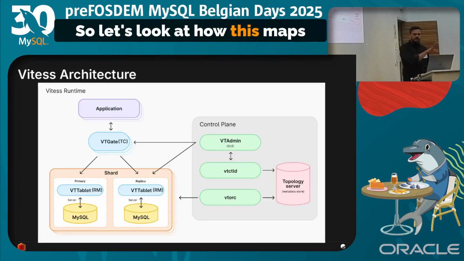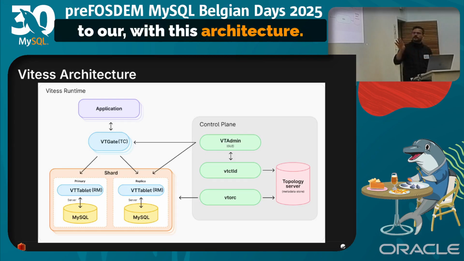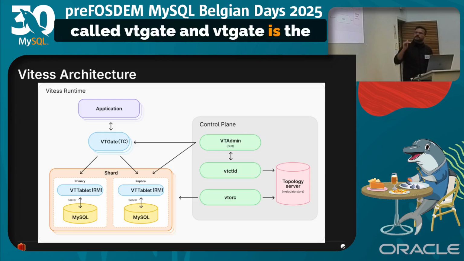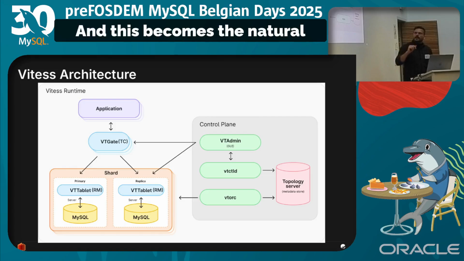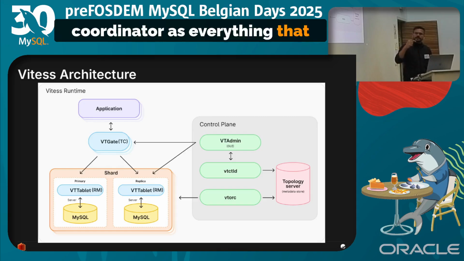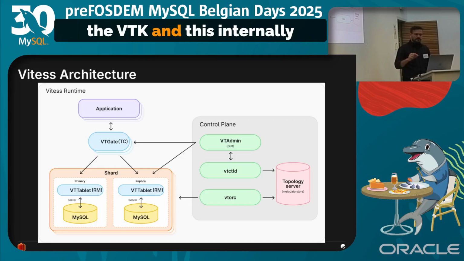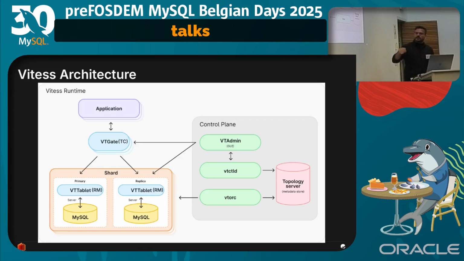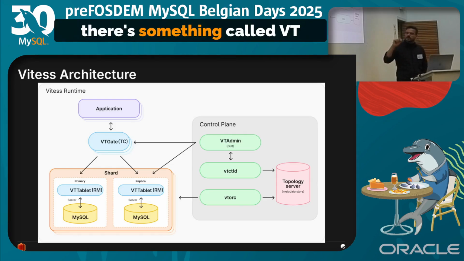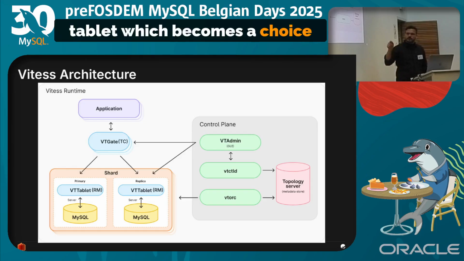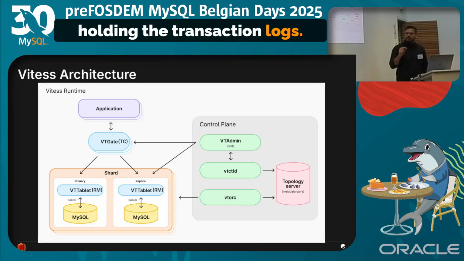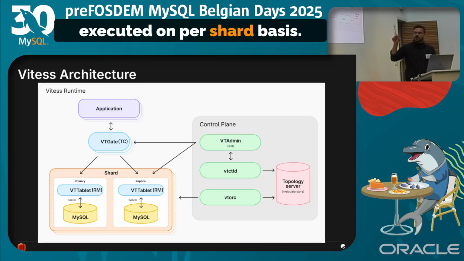So let's look at how this maps to our Vitess architecture. If you look at this, something called VTGate, and VTGate is the one which talks to your application, and this becomes the natural choice to call a transaction coordinator, as everything that the application talks to is just the VTGate, and this internally talks to the MySQLs. And there's something called VTTablet, which becomes a choice for resource manager, because this is the one which will be holding the transaction logs. It will be holding what has been executed on a per shard basis.